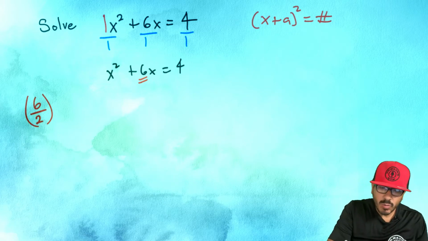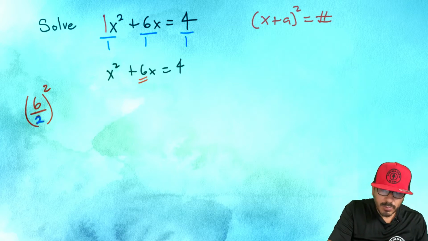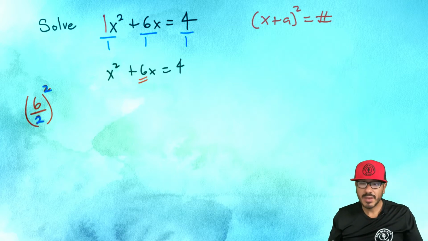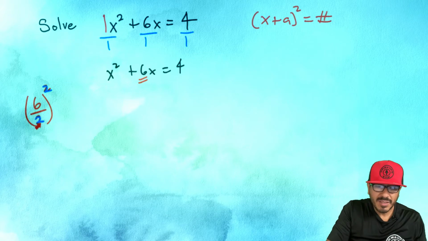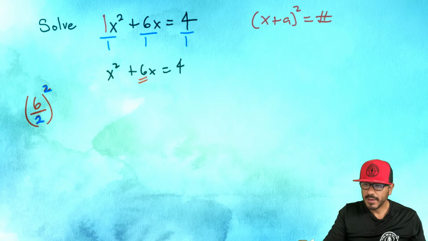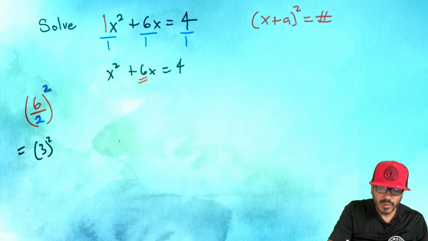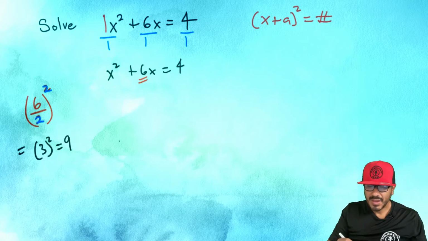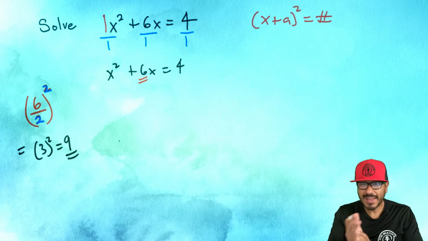And then you square it. So actually, let me go through and put that in blue, because that's always going to be the same. So you always take this term that's next to your x, you divide it by 2, always, and then you square it. All right. So let me simplify that. If I simplify that, we're going to get 3 squared, which is 9. So this 9 is what you're going to add to both sides, right?